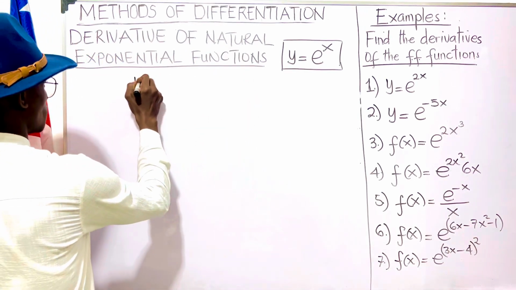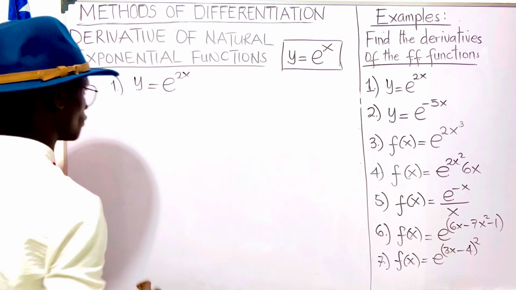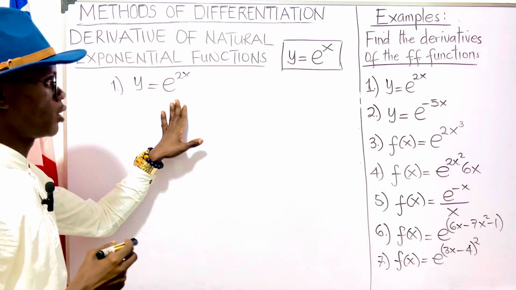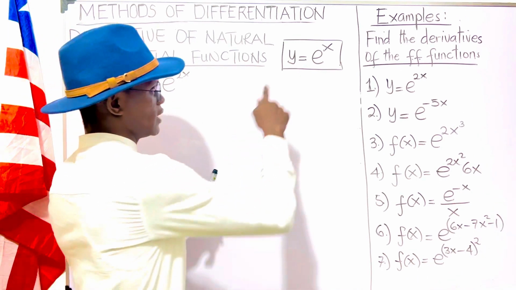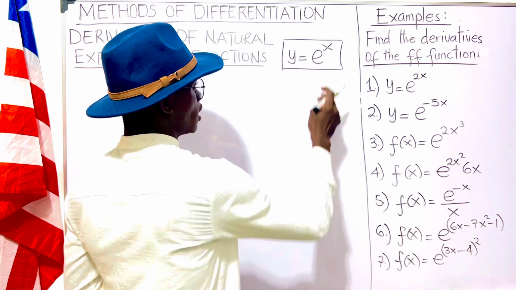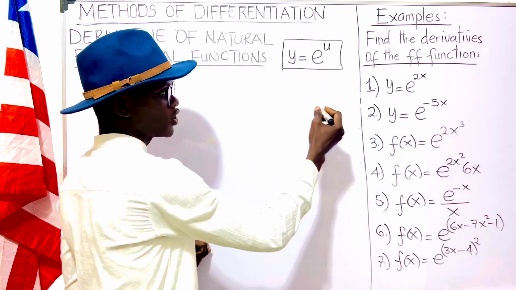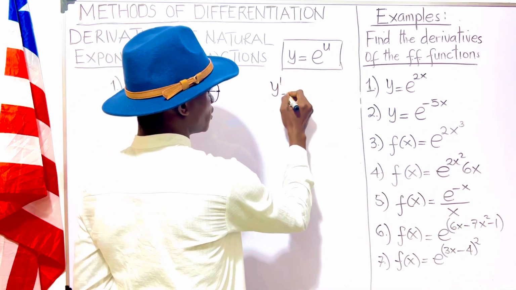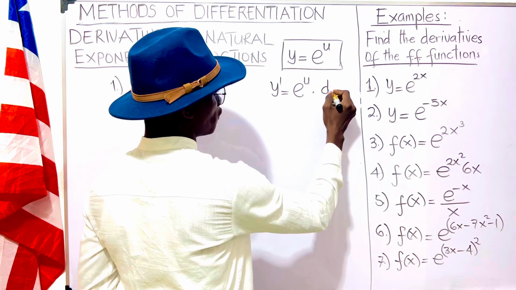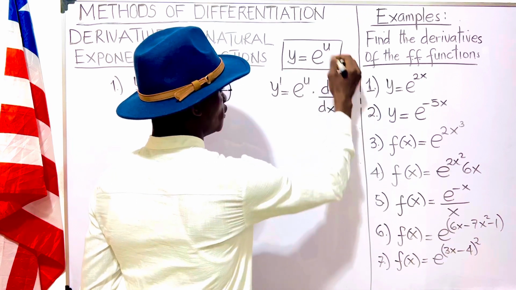The first problem says y equals e raised to the power 2x. Remember we said when y equals e raised to the power x, or when y equals e raised to the power u, where u is any function, it means y prime is just equal to e raised to the power u times the derivative of this particular u.